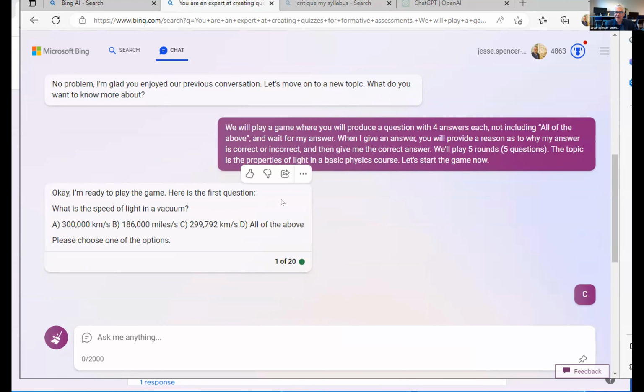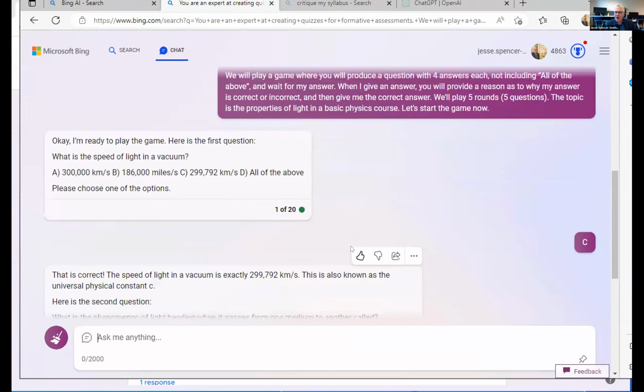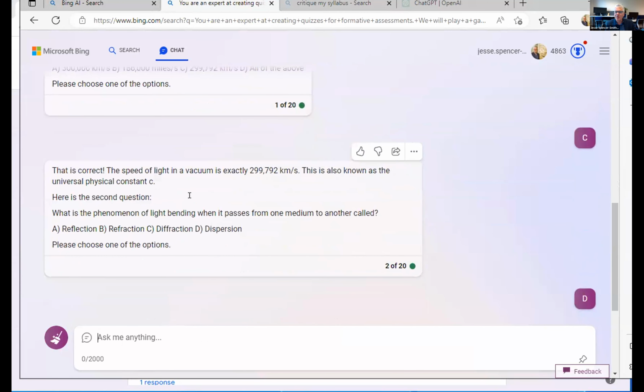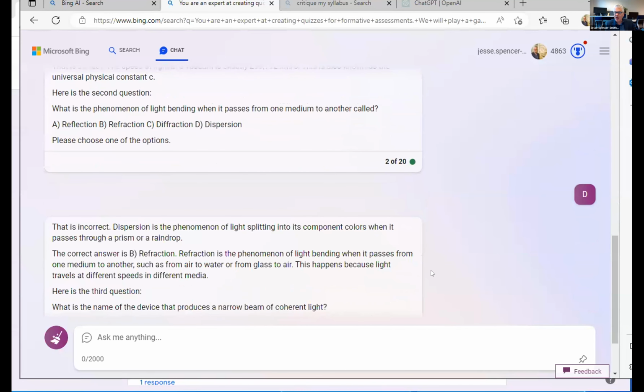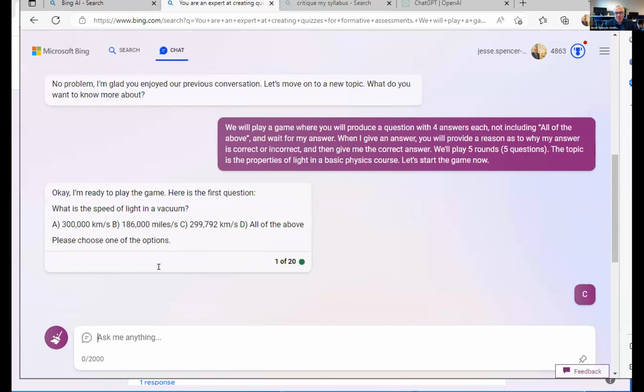Great, I'm ready to play the game. Here's my first question. What is the speed of light in a vacuum? And then I answer C over here, and it says that is correct. And then it gives me more information about it. What is the phenomena of light bending when it passes from one medium to another? I said D, and it said that is incorrect. And it tells me why it was incorrect, and then gives me the correct answer. So again, low stakes, but providing prompts to your students for them to try out an experiment on their own is another way of getting them.